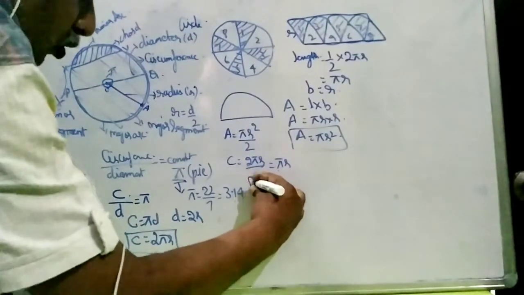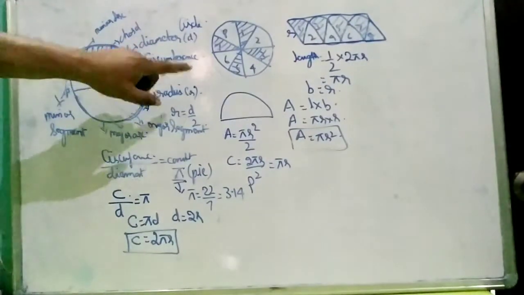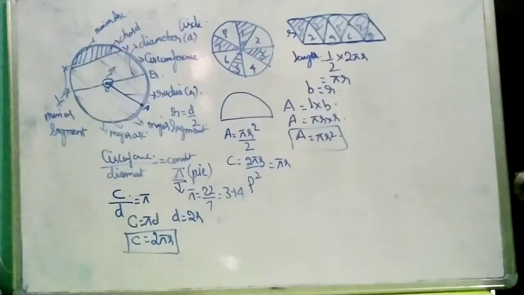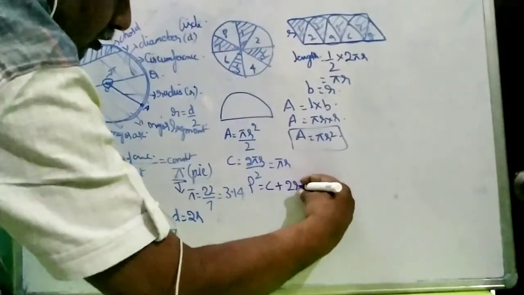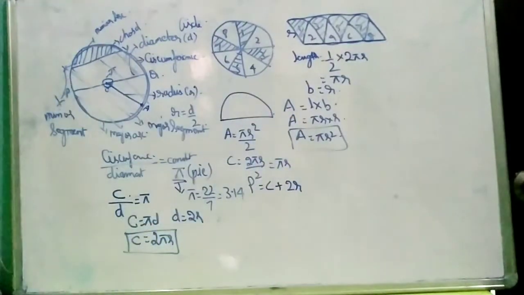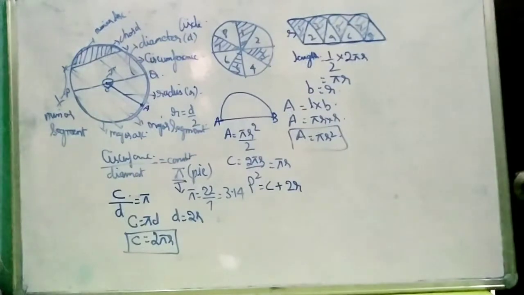Now in this, one more thing is being included, that is called the perimeter. Perimeter means the sum of all the sides. In a complete circle, the perimeter is the circumference. But in this semicircle, the perimeter means the curve part plus 2r, the length of AB. This will be included in the perimeter. Perimeter means the sum of all the sides, whereas circumference means only the curve part.